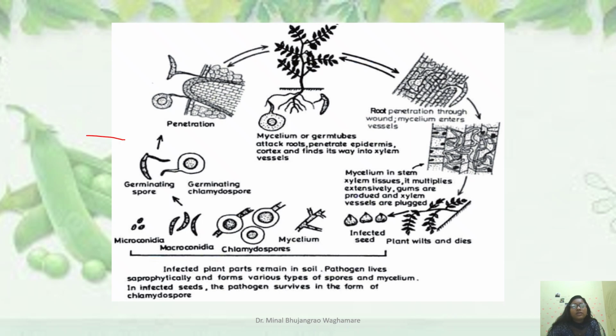In this disease cycle, mainly three spores are formed, that is chlamydospores, macroconidia, and microconidia. Chlamydospore is a resting spore, a dormant structure. It can survive in soil debris for years and years, and when favorable conditions are available, it will germinate and lead to the disease cycle. Secondary infection is done by the microconidia and macroconidia.